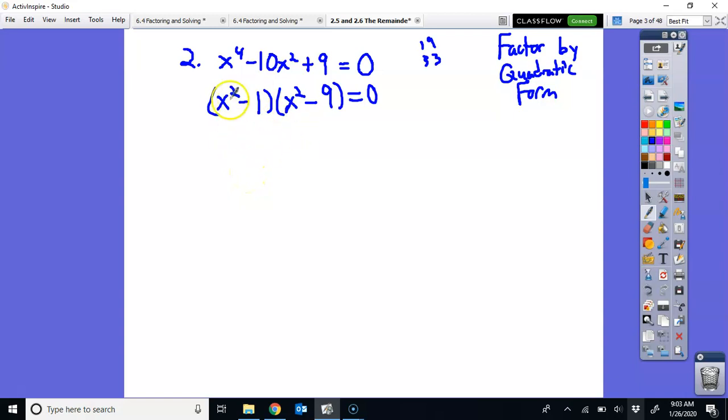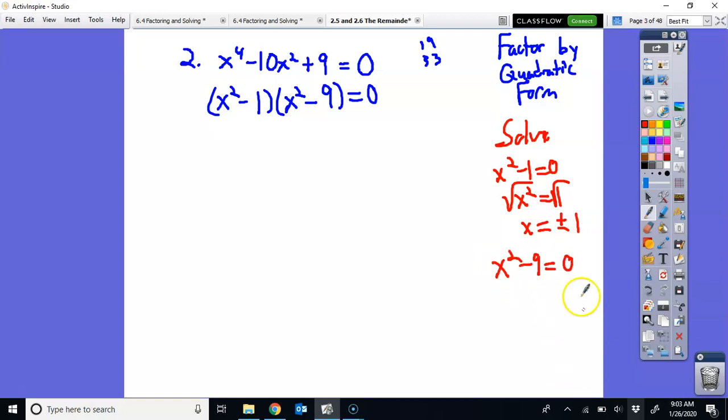So at this point, we talked about this the other day in class a little bit. At this point, x squared minus 1 and x squared minus 9, technically, if you are solving, you could go ahead and set x squared minus 1 equal to 0, add the 1 over, take the square root, and you get x is equal to plus or minus 1. Take x squared minus 9, set it equal to 0, add the 9 over, take the square root, and you get x is equal to plus or minus 3. You could do that because you know how to solve things that are that simple.